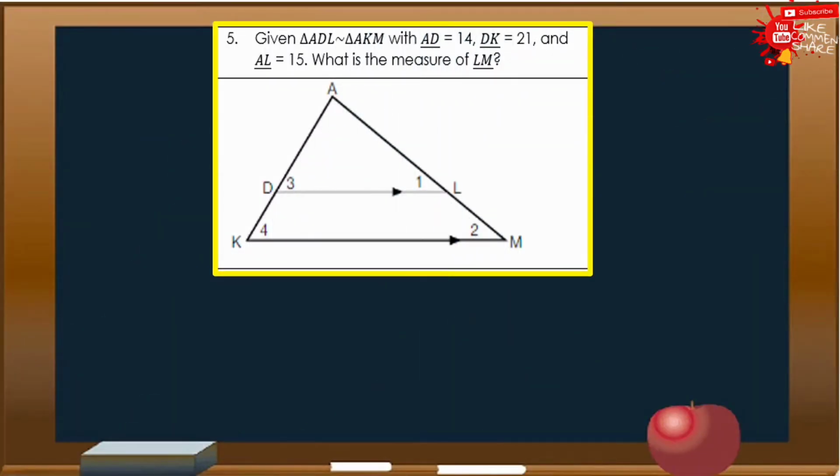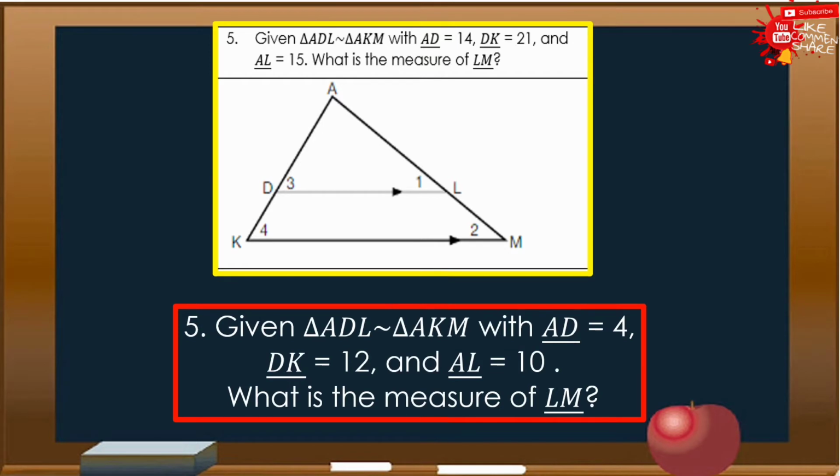Number 5. Ayan po, given similar triangle ADL, similar to triangle AKM. So, yan po yung given. At ito naman yung given na sasagutan ko. Itong nasa yellow, kayo po ang magsasagot niyan. Tingnan para masagutan natin yung question number 5.